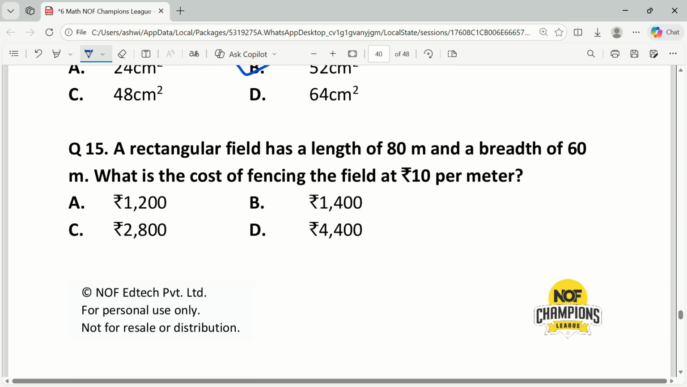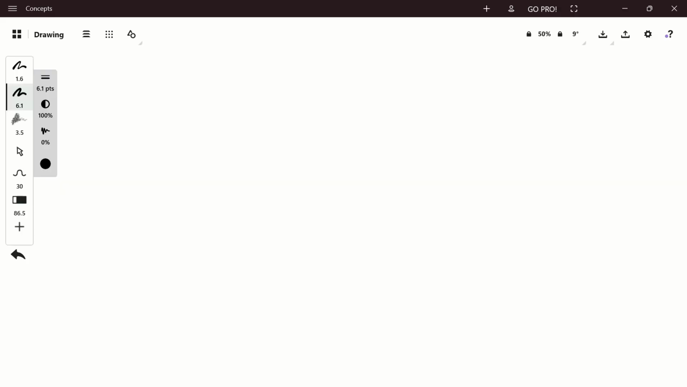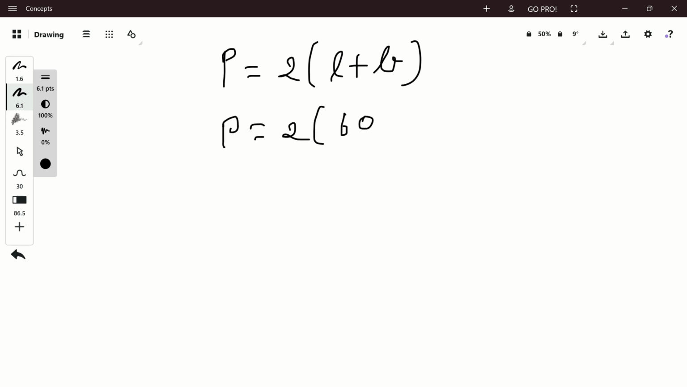A rectangular field has a length of 80 meters and a breadth of 60 meters. The cost of fencing the field at 10 per meter. Perimeter of a rectangular field with length L and breadth B is given by P equal to 2(L plus B). Given L is 80 meters and B is 60 meters, P is equal to 2 into (60 plus 80), P is equal to 280 meters.